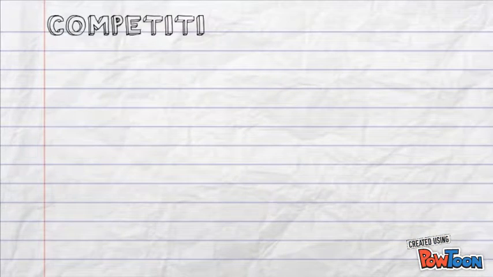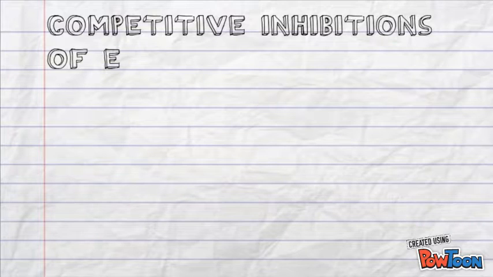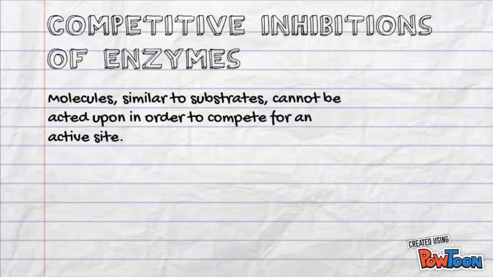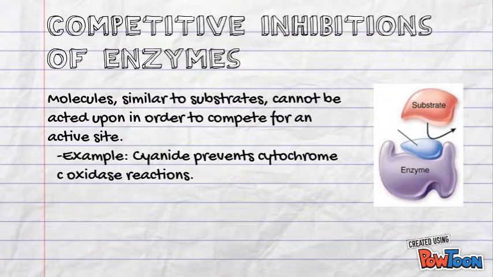Competitive inhibitors of enzymes are molecules that bind to the active site to prevent certain reactions from occurring. Cyanide, for example, prevents cytochrome c oxidase reactions from occurring.